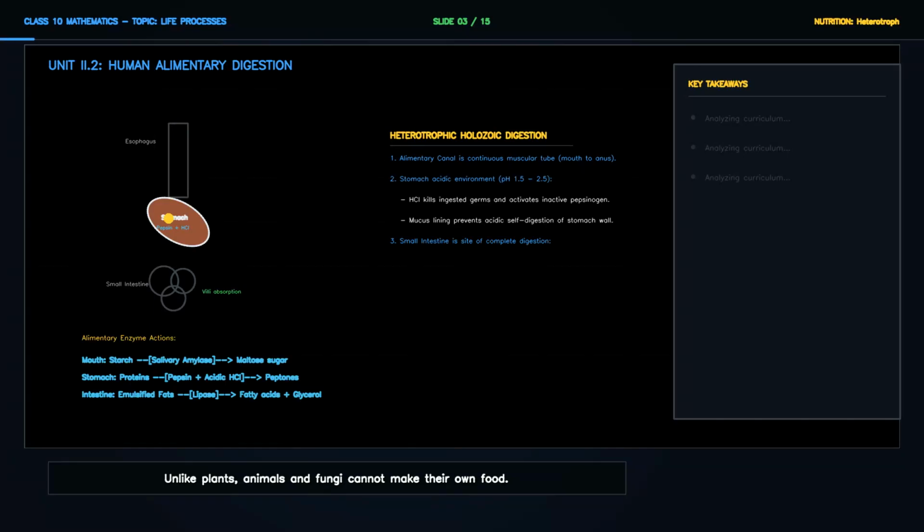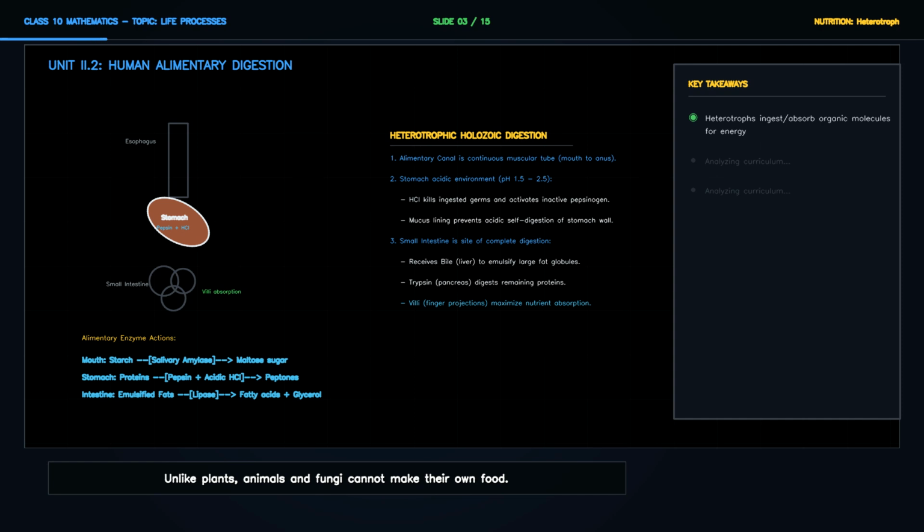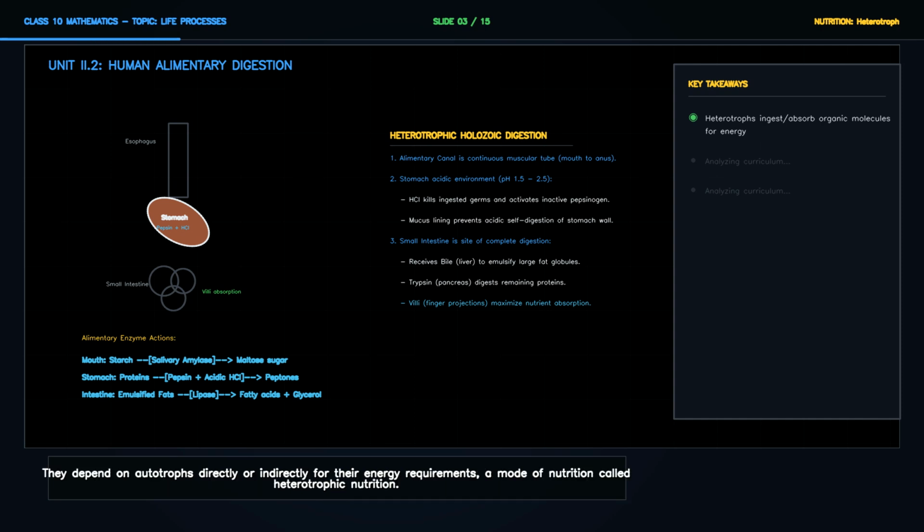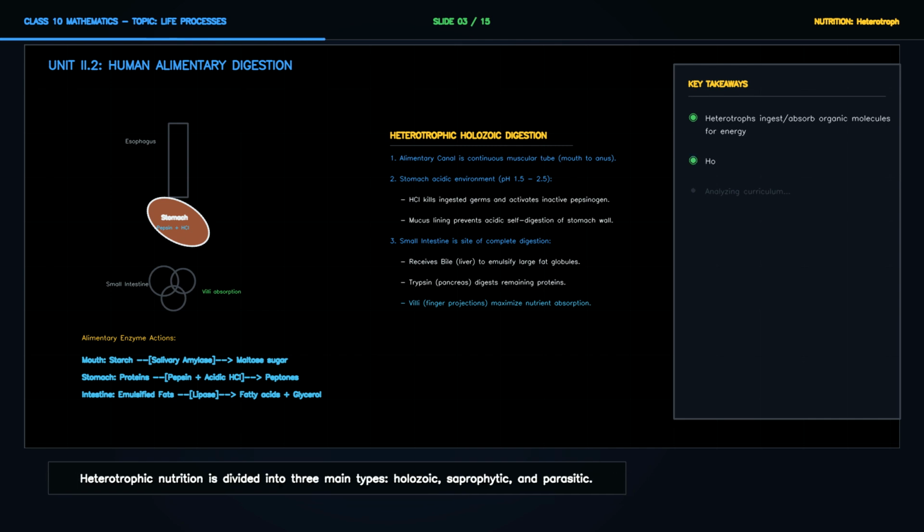Unlike plants, animals and fungi cannot make their own food. They depend on autotrophs directly or indirectly for their energy requirements, a mode of nutrition called heterotrophic nutrition. Heterotrophic nutrition is divided into three main types: Holozoic, Saprophytic, and Parasitic.